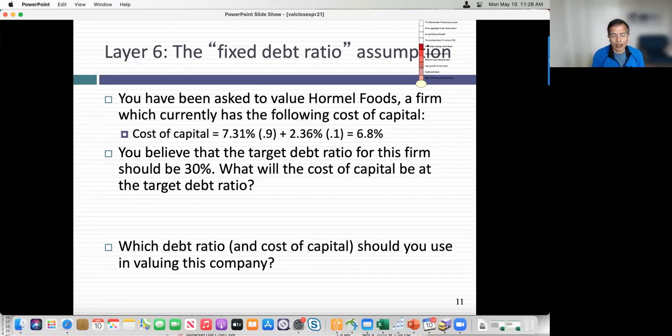I see too many calculations where people just change the debt ratio. And if you do that, this is magic. I go to a 30% debt ratio, my cost of capital plummets, my value goes through the roof, and borrowing more money always looks good. So what should we do? We should do it right.